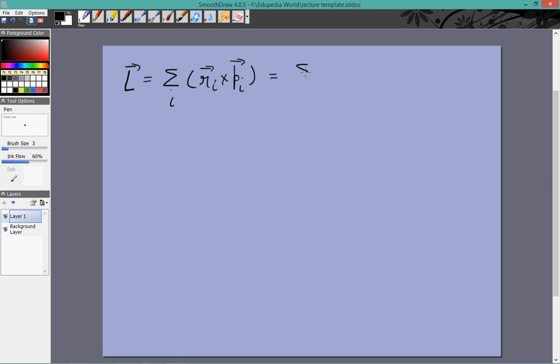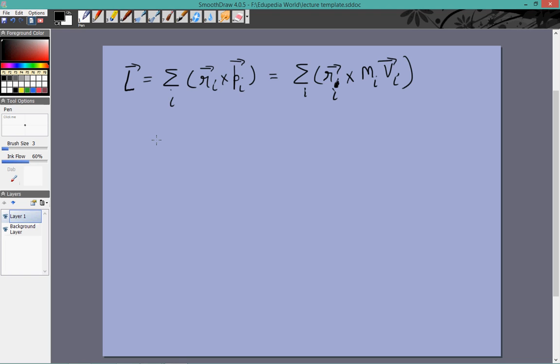That can be written as summation Ri cross... actually, I'm sorry, dropping Ri might make a mess because we'll need it later on with center of mass. So summation Mi Vi, right? This is the net angular momentum.